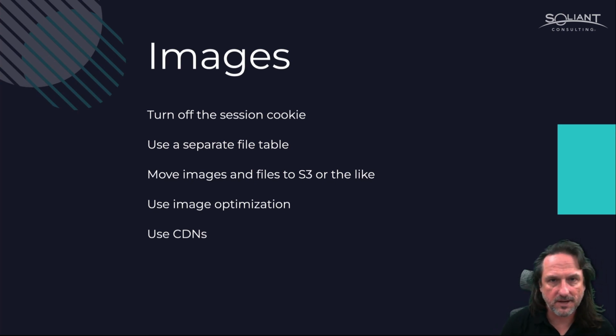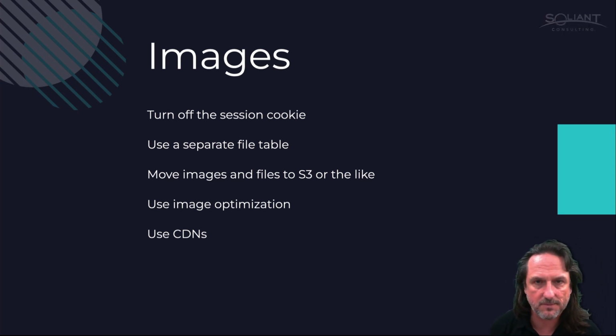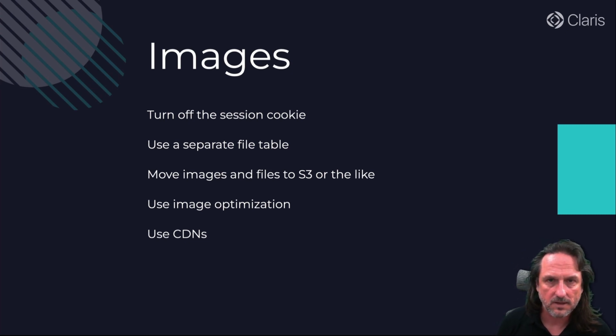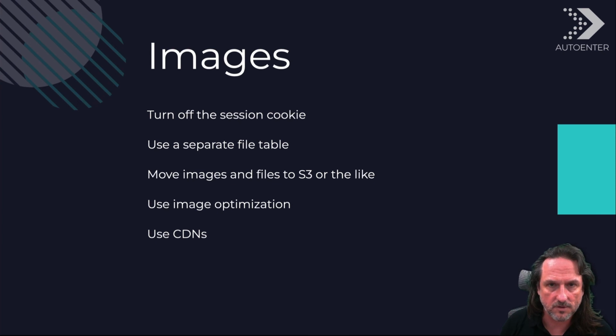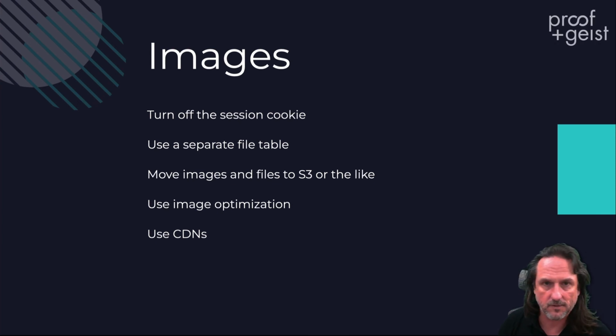FileMaker Server has the ability now to turn off this session cookie to stream the images out of a container field. This can be useful under some circumstances, and I will include a link to how to do that in the notes that come along with everything here. Using a separate file table for your images and files is a good idea for a number of reasons. One of which is that you might actually want to at some point switch everything out to use an external storage system like S3. I'll link to a nice example from Jason Wood on how you can set that up.